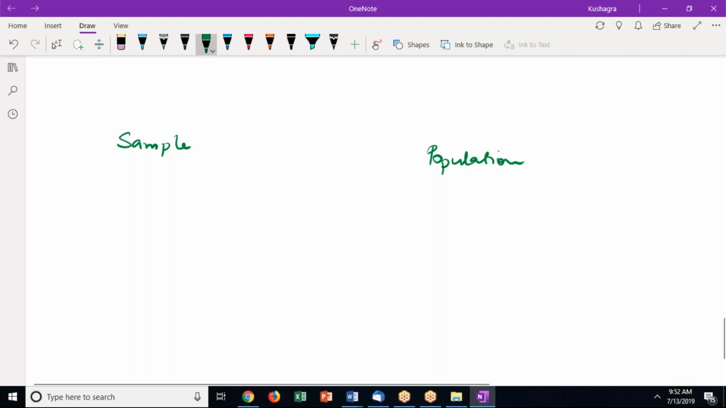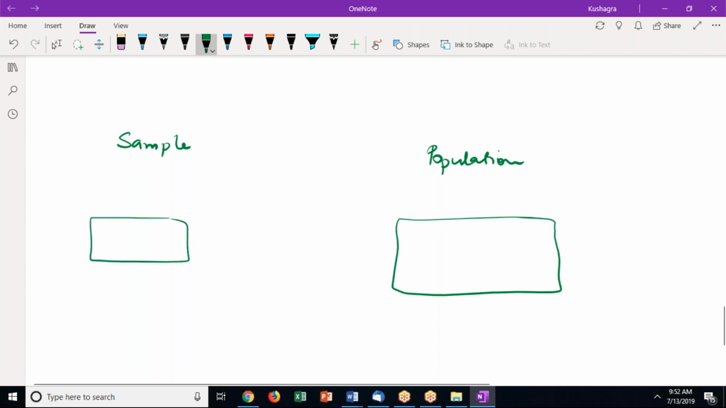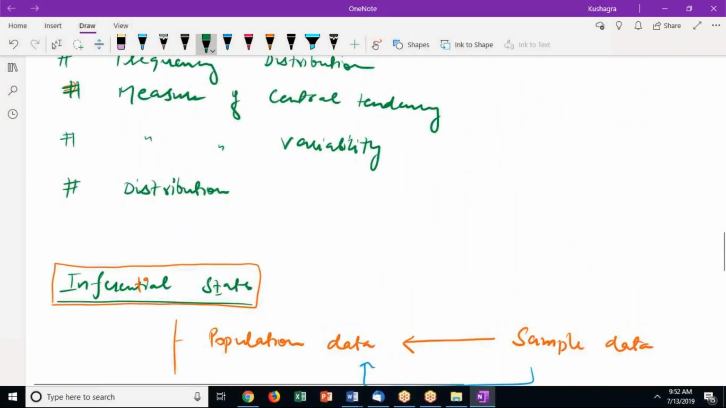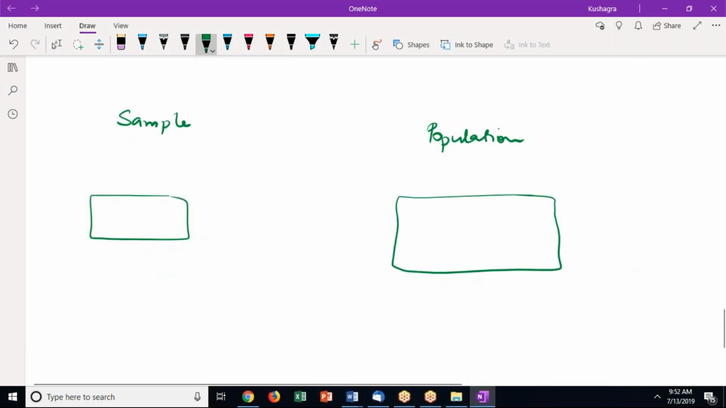Population is basically a whole for any data, and sample is just a small part. If you can give me a quick example of a population, give me a quick example. Anything. Okay, I'll come to the example, inferential one more time. Okay, Shalini, just hold on.